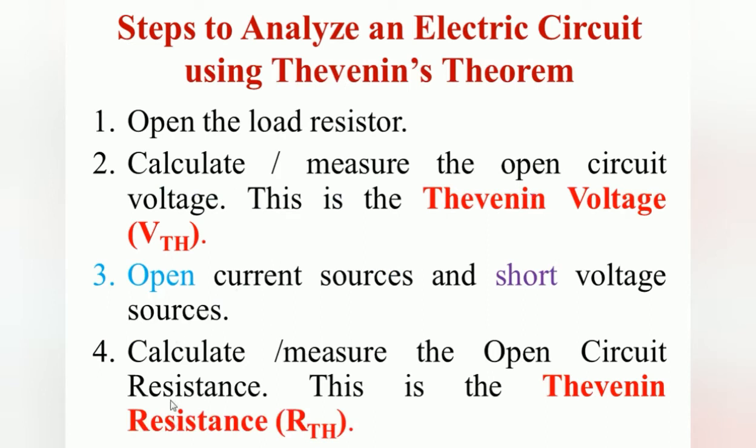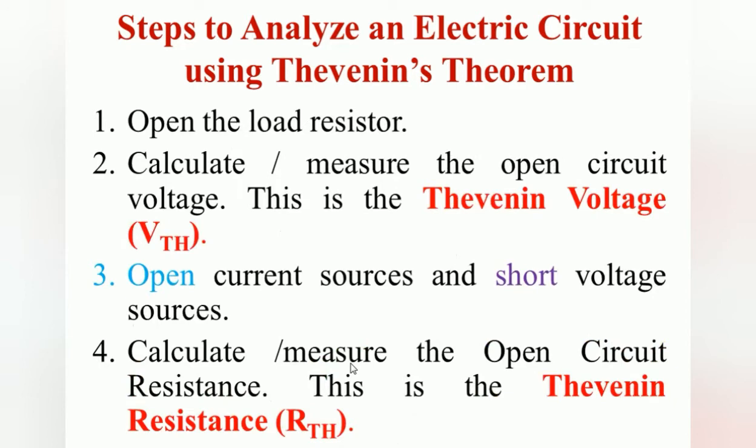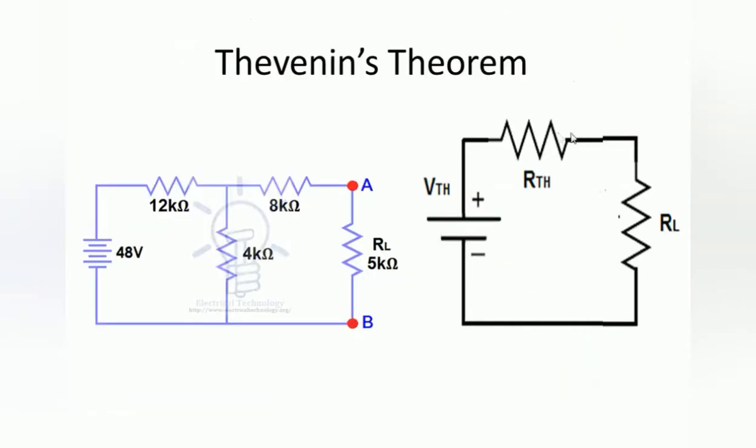That is, at the time of calculating the Thevenin's resistance, initially we open the current sources and short circuit the voltage sources. After performing this, we calculate the equivalent resistance. That particular resistance is called the Thevenin's resistance. After getting the values of VTH and RTH, we draw the equivalent network with the values of VTH and RTH. So after getting VTH in the second step and RTH in the fourth step, we draw the equivalent circuit like this: VTH in series with the Thevenin's resistance RTH.